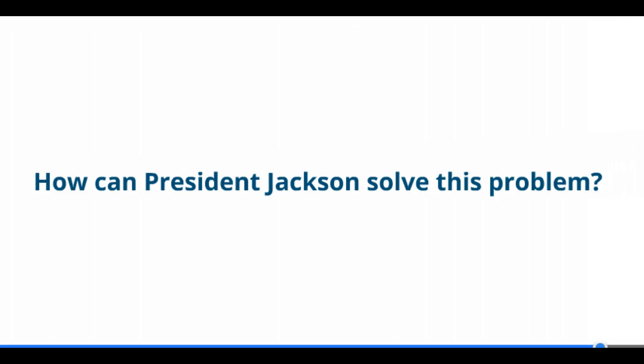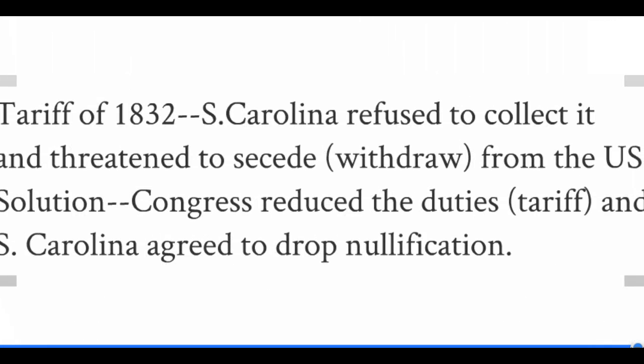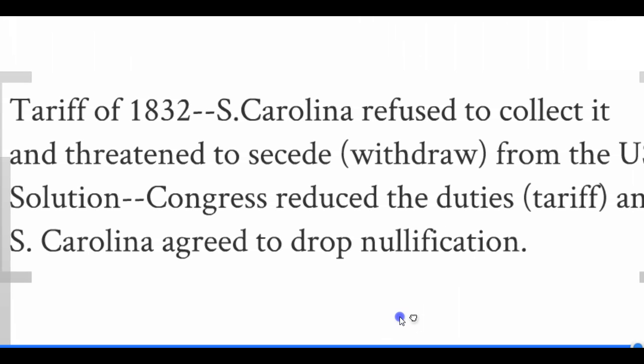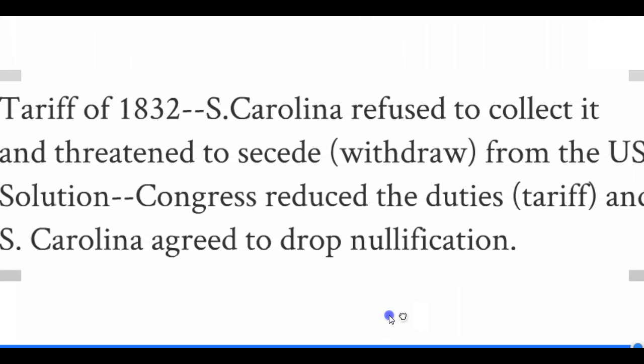Either way, this became a problem for President Jackson to solve, especially in 1832 while he was president, with a second tariff that was passed called the Tariff of Abominations. The result we see here is that South Carolina refused to collect the tariff and actually threatened to secede from the United States. South Carolina will secede from the United States after Lincoln's election in 1860, but we really see the beginning of the concept of secession or withdrawal from the United States starting in the 1830s, where we see the division between North and South starting, in this case, over the tariff issue.